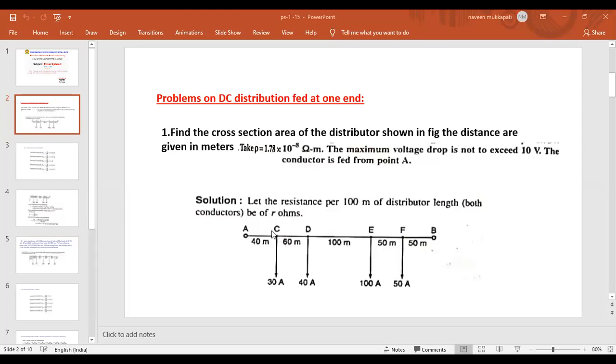AB is the distributor. The loading points are C, D, E and F. At those loading points, the currents are 30 amperes, 40 amperes, 100 amperes and 50 amperes. Let the resistance per 100 meters of distributor length, for both conductors, be R ohms. Next, this is the total length, and the resistance is per 100 meters.